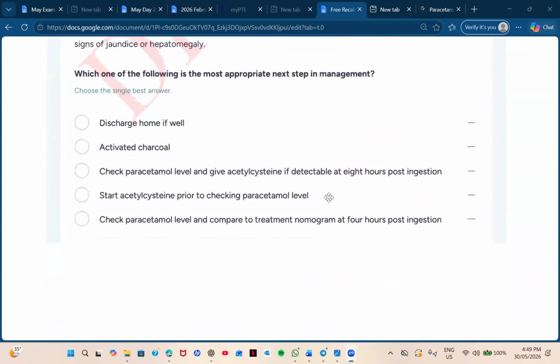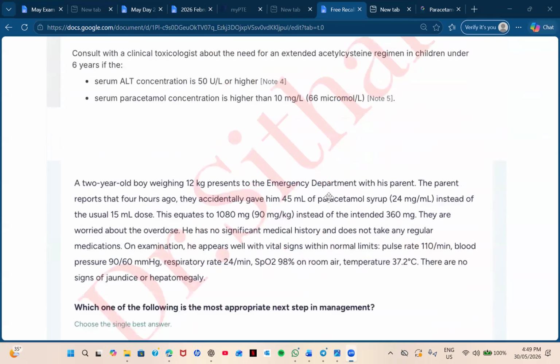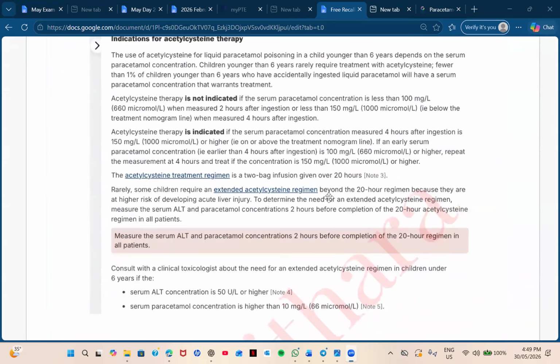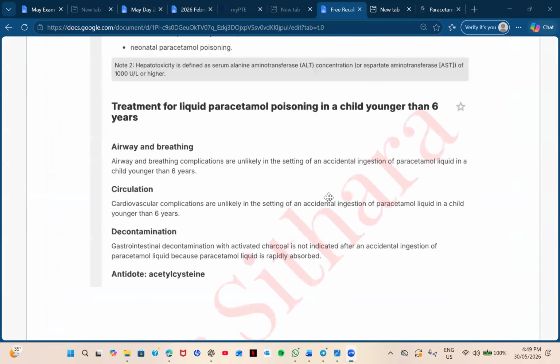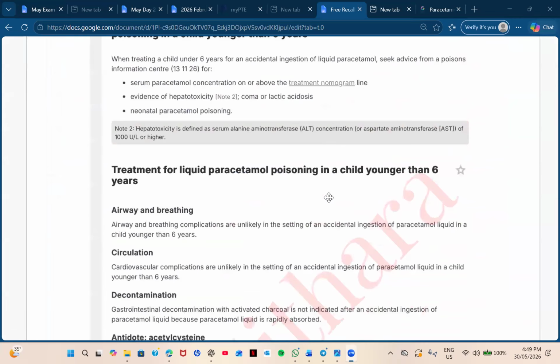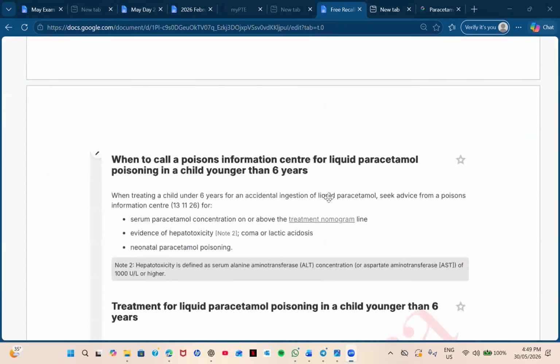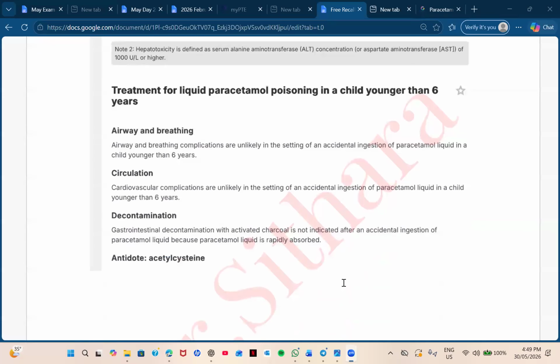So here this is different. Why? Because this is liquid paracetamol, right? Let's see about the liquid paracetamol. This is the one they have given in TG. Let's see.